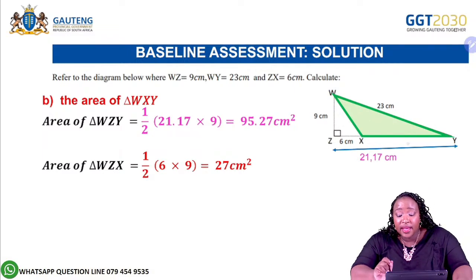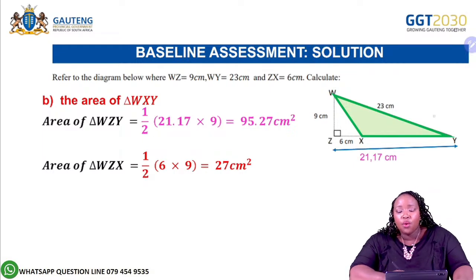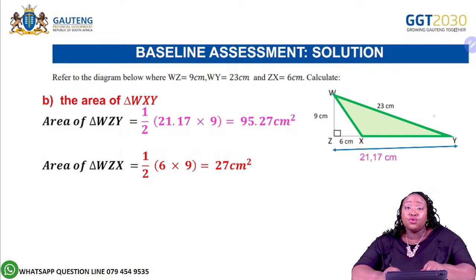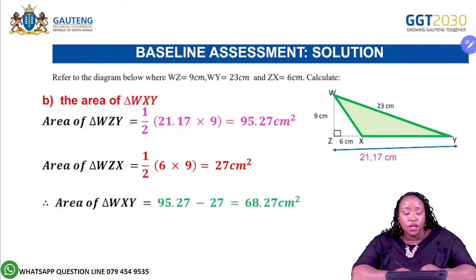All right, to get the actual area we are looking for, which is WXY, we are going to subtract these two areas that we've just calculated here, WZY and WZX. So that means the area of WXY is going to be 68,27 centimeters squared.